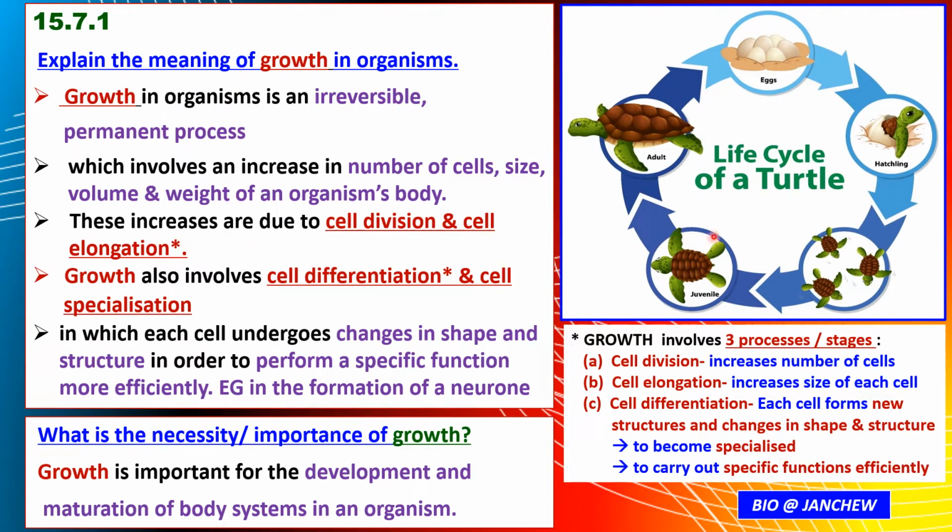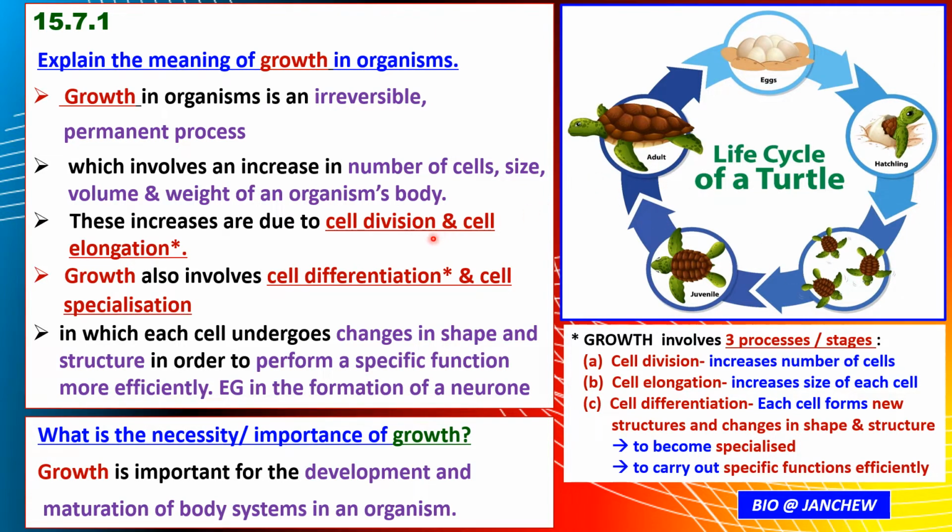Okay, so take for example this small turtle that has hatched from the eggs. So it will grow in size, and this process is irreversible, tidak berbalik, meaning that once it's grown to the juvenile size, the young turtle, it will not shrink back to the size when it was small, right? So growth is an irreversible permanent process, and this is caused by an increase in the number of cells, through cell division, and this causes the size, volume, and weight of the organism's body to increase. The length and the volume of this turtle will increase as it grows.